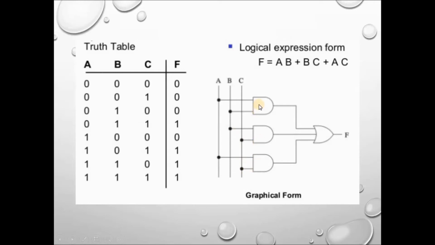After that, among these three gates A and B, B and C, A and C, a plus operation is there, that means an OR operation is there. That is why we draw this OR gate here and drag the lines from all the AND gates. Is it clear? So like that you have to draw the logic gates. I think it is clear. If you have doubt, you can ask me on WhatsApp or call me.